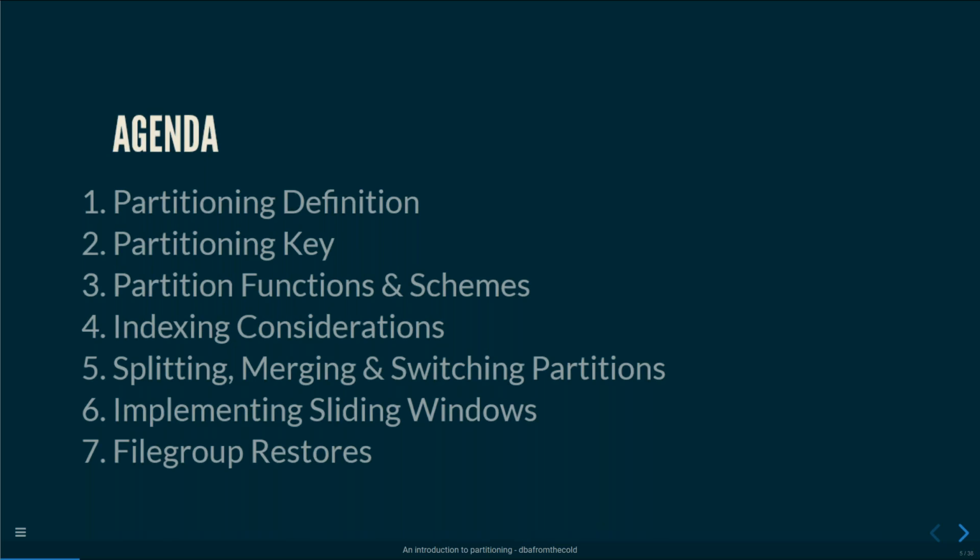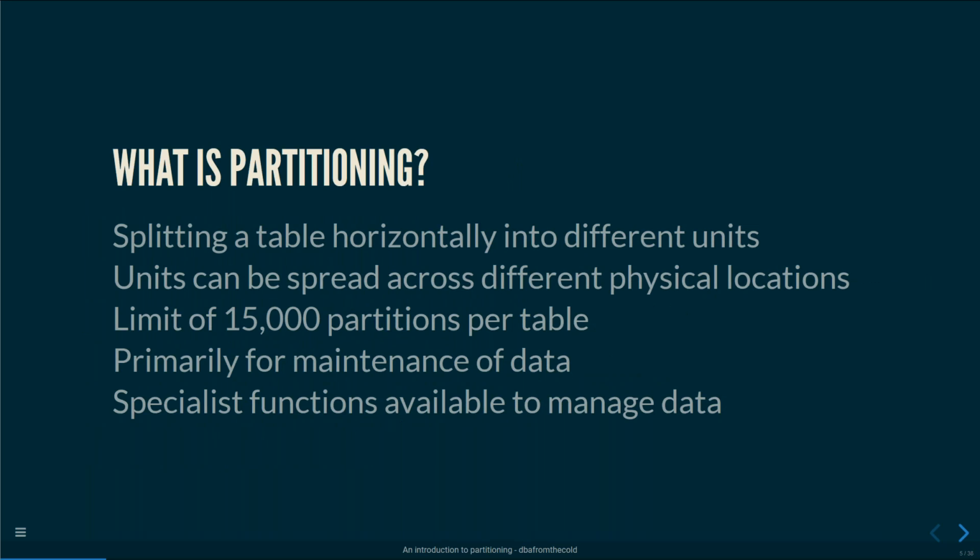But first things first, what is partitioning? Now, partitioning is a way of splitting a table up horizontally into different units, partitions, that can be spread across multiple physical locations. So we're in essence dividing our table up. We can have up to 15,000 partitions per table, and each one of those partitions can have a specialist operation applied to it, which increases the manageability of our data. Now, I stress manageability of the data because that is what partitioning is primarily for. It's primarily for the maintenance of data.